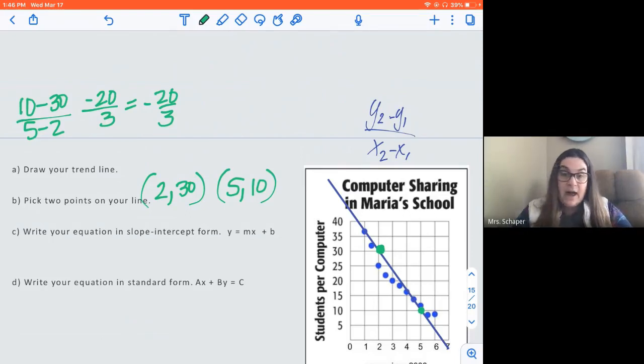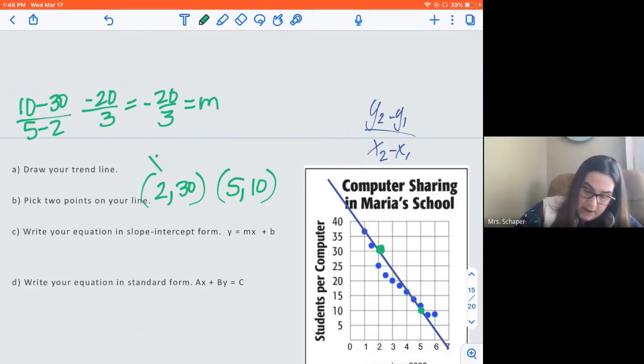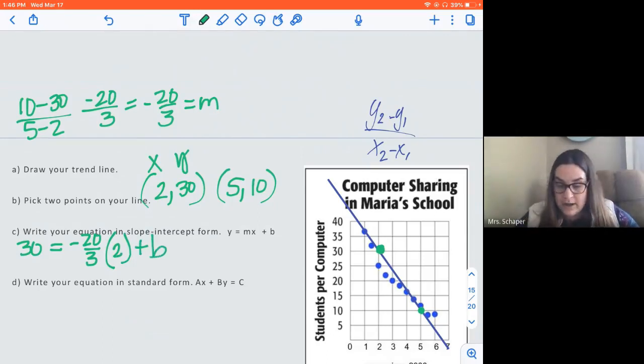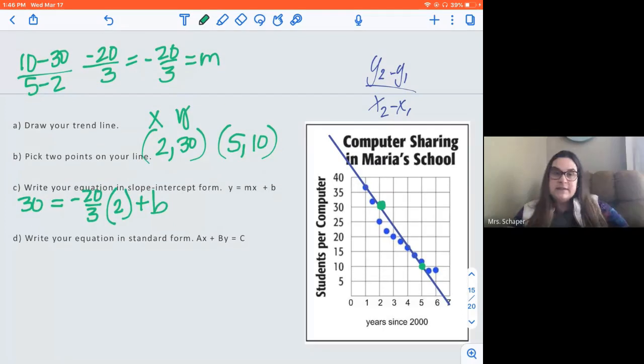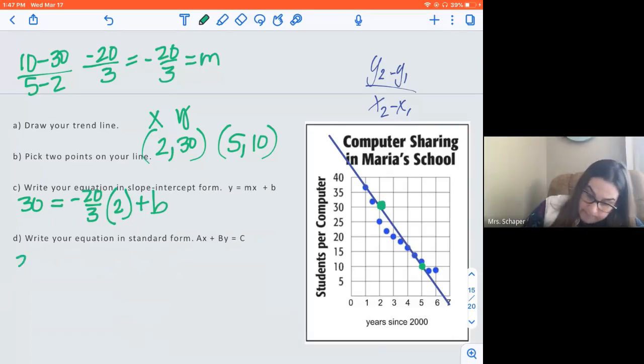Now what I need to do is find the b value. I have my m, I have my x, and I have my y. So I'm going to say that 30 equals my slope, which is negative 20 thirds, times x plus b, and I'm working on solving that equation. This is what we're pulling from our last unit, how to write an equation in slope-intercept form given 2 points. So I've got 30 is equal to negative 40 thirds plus b, and I'm going to add 40 thirds to both sides.